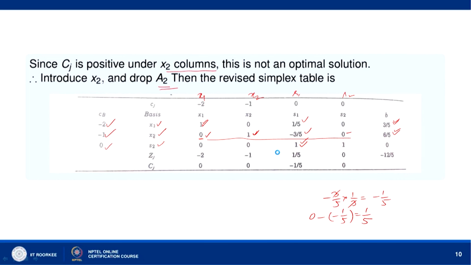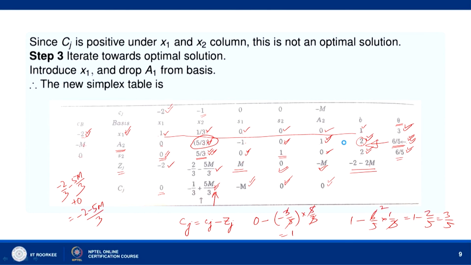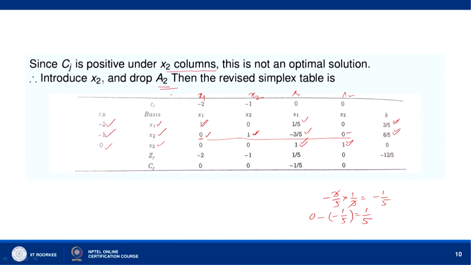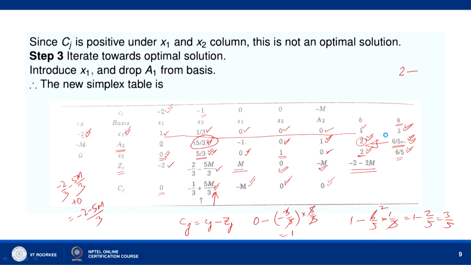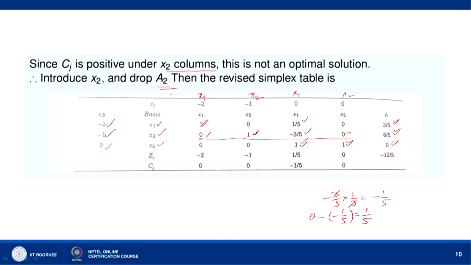So, this will remain 1, and this element will become how much? We will have 2 minus this was 6 by 5, 6 by 5 into 5 by 3. So, we get this. 2 minus 2 equal to 0. So, this becomes 0.